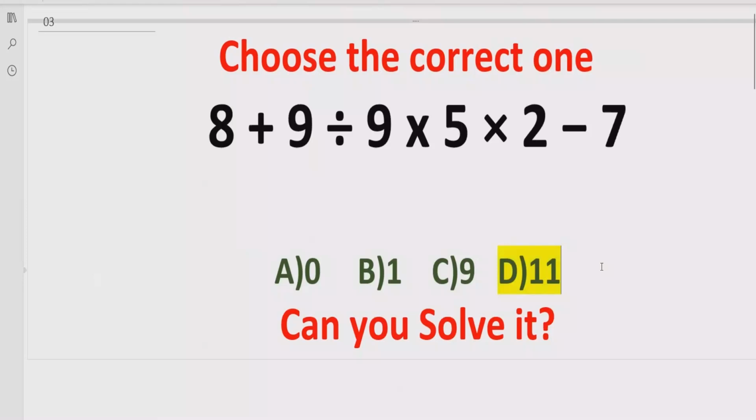So I hope you understand how you can solve the given expression using PEMDAS and BODMAS method and find out the correct answer.